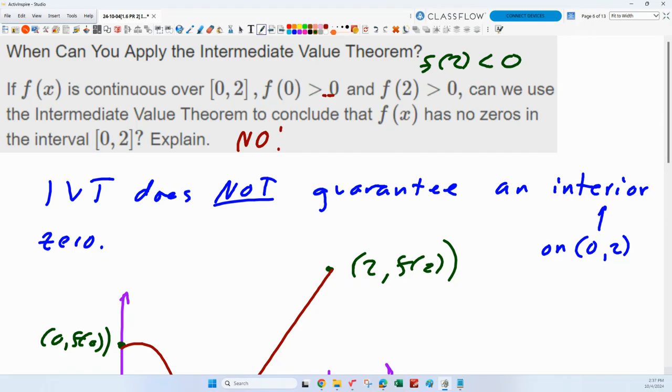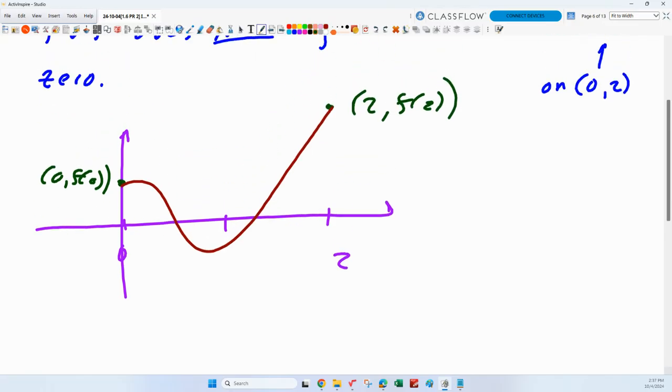It simply doesn't apply. Like an interior value, some value up here, we could guarantee that it has to pass through that value of y, because that's in between the two endpoints, right? But y equals 0 is not between the two endpoints. So IVT can't say anything about it. It can't say that it guarantees that it does or doesn't pass through there. And here's an example of a function that does pass through y equals 0. Here's a different function. The orange one is a function that does not pass through y equals 0.